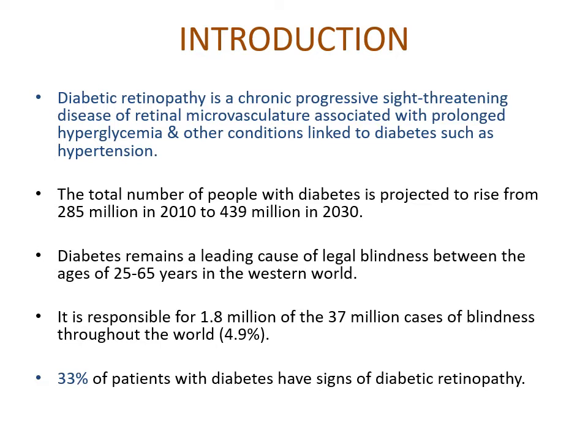Now, the total number of people with diabetes is projected to rise from 285 million in 2010 to 439 million in 2030. Diabetes remains a leading cause of legal blindness between the ages of 25 to 65 years in the Western world. It is responsible for 1.8 million of the 37 million cases of blindness throughout the world, accounting to 4.9%. And 33% of these diabetics are patients who are suffering from diabetic retinopathy as well.